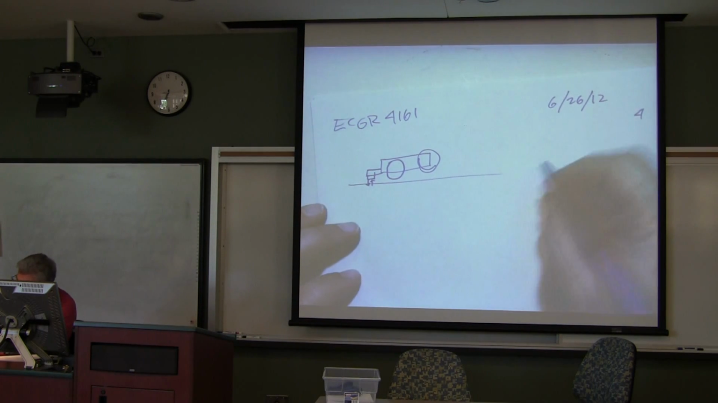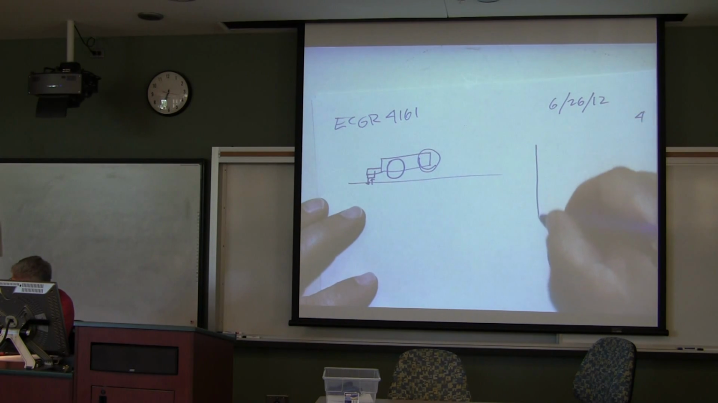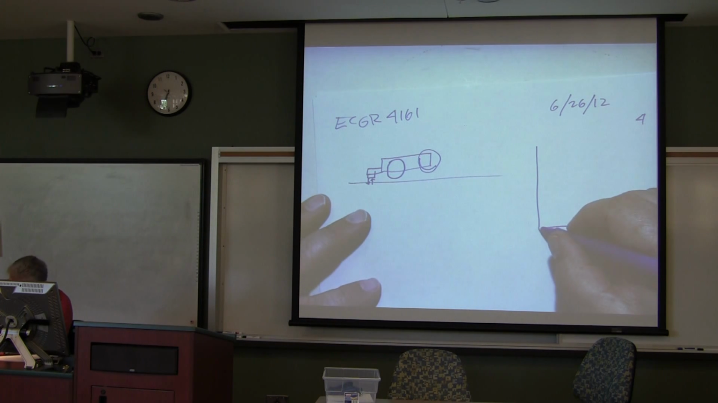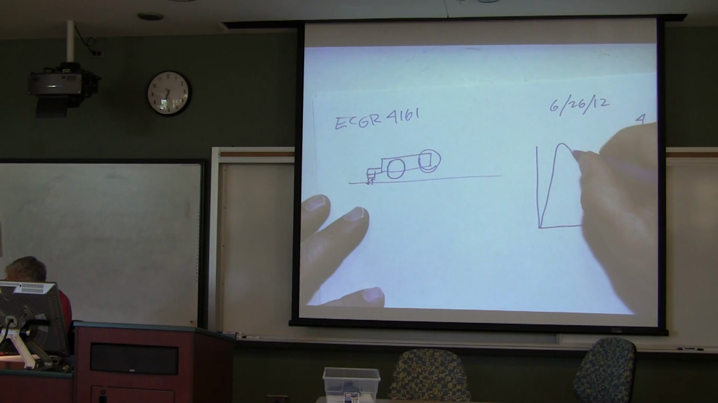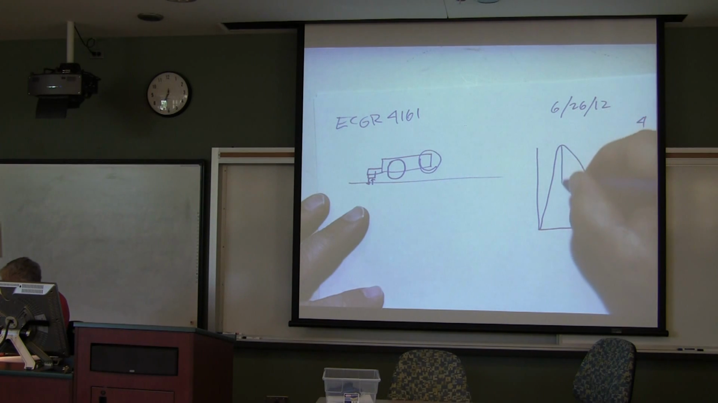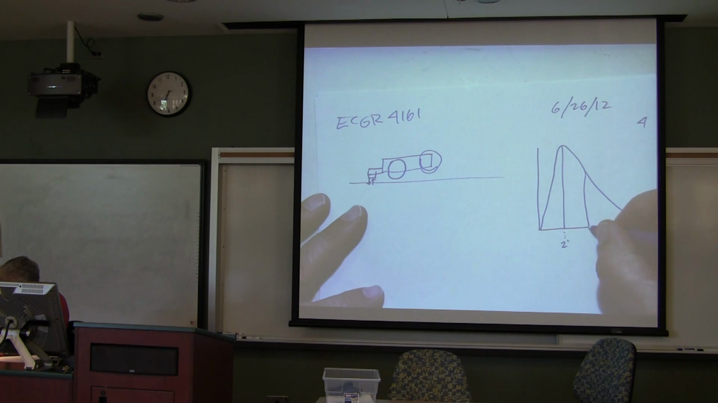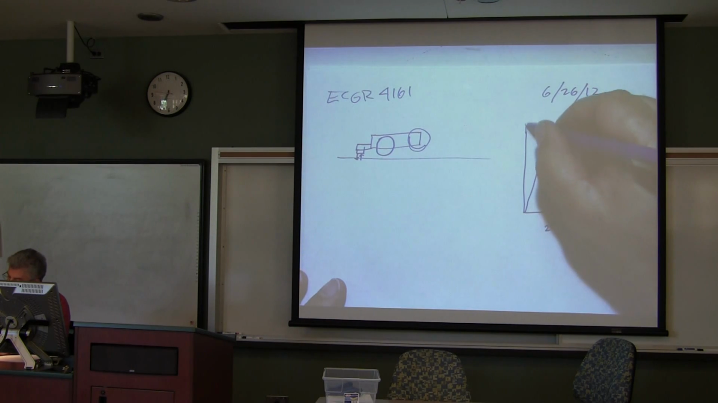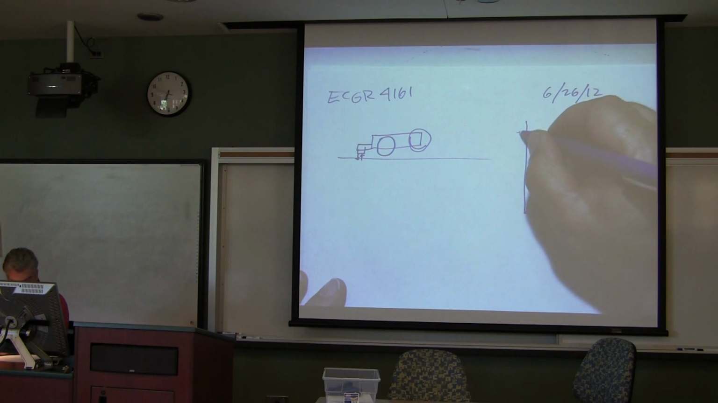Well, you will have a signal like this that at a certain distance, and this is about 2 inches, let's say, and let's say this is about 4 inches. You will have a certain peak voltage here at 2 volts.